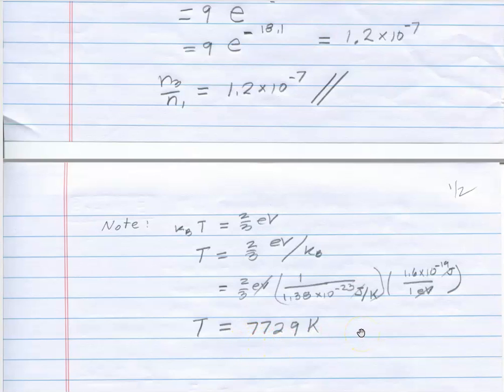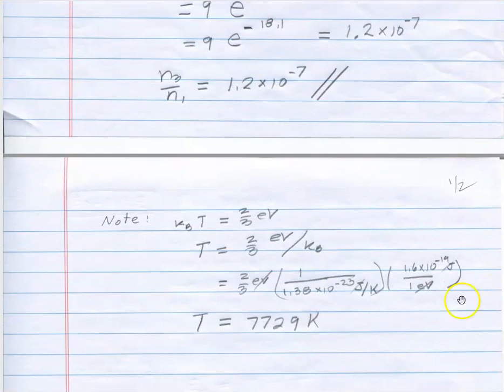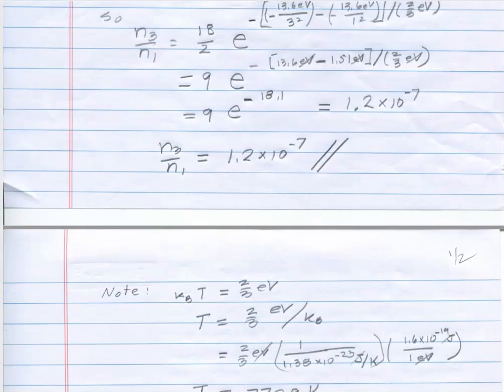And that's pretty typical of stellar gas temperatures. It's kind of surprising because even at this very high temperature, the fraction of atoms in the second excited state relative to the ground state is still very small. So even at elevated temperatures, most of the atoms in these hydrogen gases are going to be in the ground state.